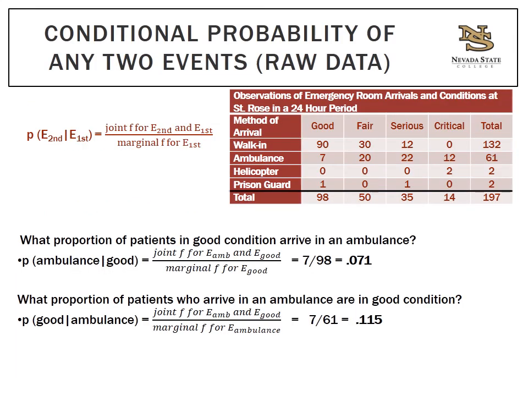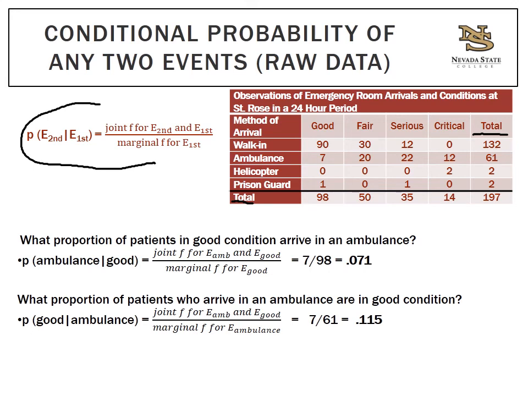So here's our data again with the methods of arrival and the different conditions that people arrived in. And we're going to be using this version of the formula because we're working with raw data. And again, marginal frequencies just represent the totals. All right, so suppose that the hospital administrator is interested in estimating the overuse of ambulances, and we need to know the probability that the next ER patient will come in an ambulance when they're in good condition and really don't need an ambulance after all.